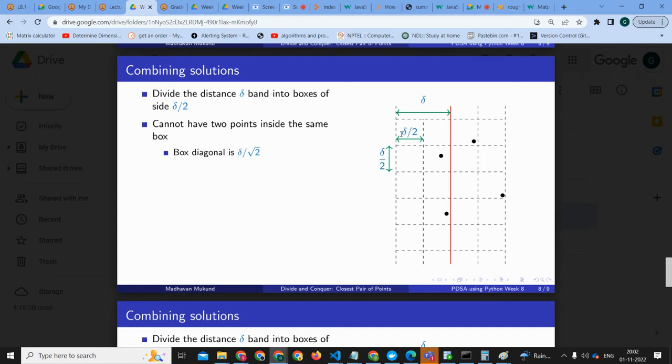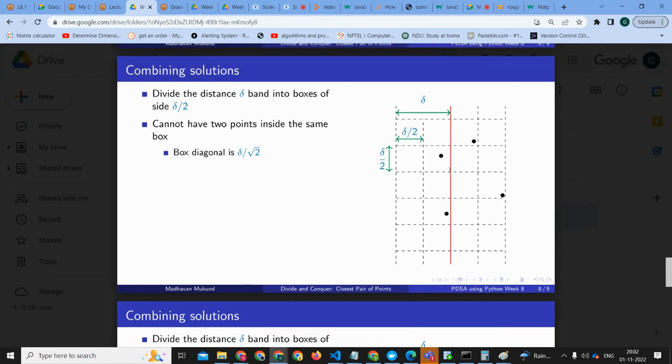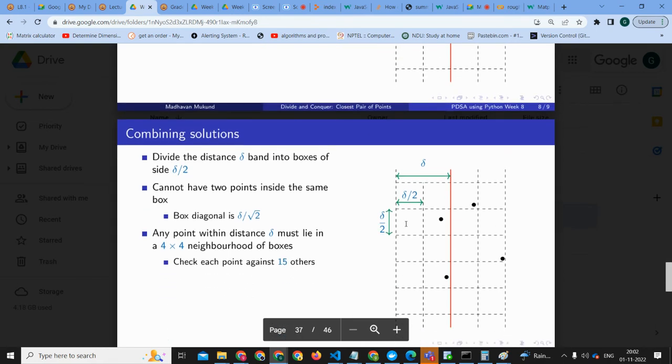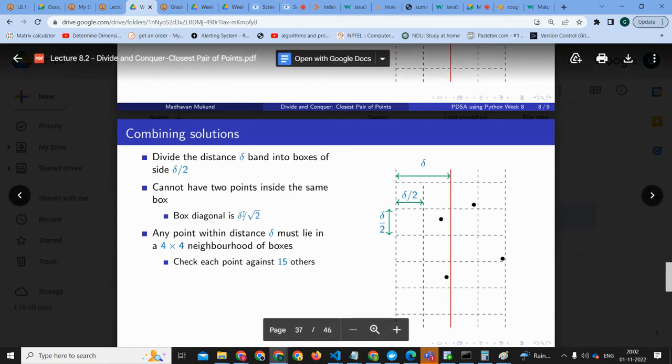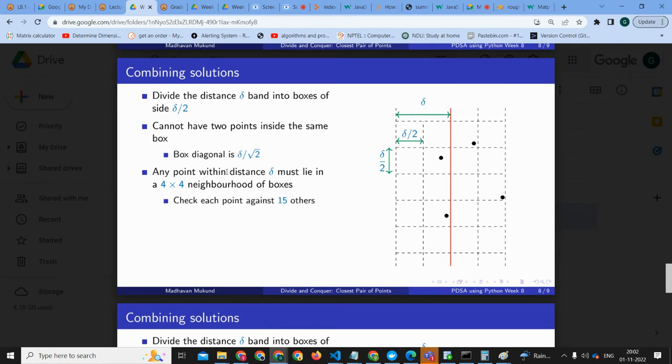Any diagonal in the box, like... I'm still not recalling what has happened, what is going to happen. I'm just exploring with you guys, trying to recall it. All right. So we're trying to find the distance. The box diagonal distance is delta by root 2. Any point within distance delta must lie in a 4 cross 4 neighborhood of the boxes.